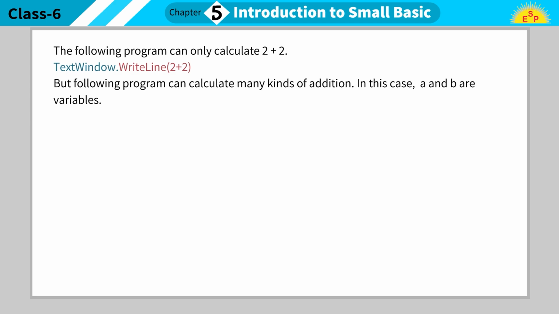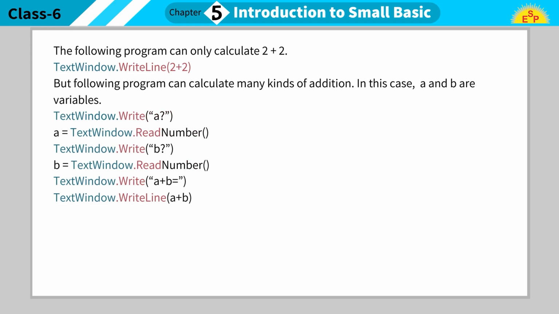In this case, A and B are variables. TextWindow.Write("A"). A = TextWindow.ReadNumber(). TextWindow.Write("B"). B = TextWindow.ReadNumber(). TextWindow.Write("A + B = "). TextWindow.WriteLine(A + B).